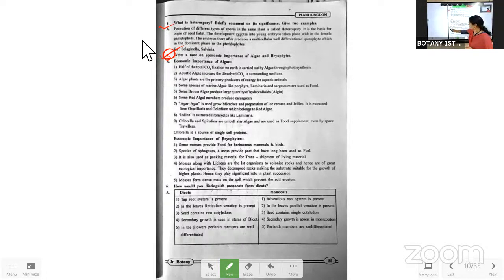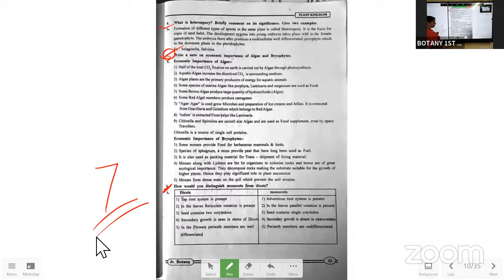Now we have to start with this question: what are the differences between the monocots and dicots? How would you distinguish between the dicots and the monocots? So here we have to write nearly 7 relevant differences. We cannot wind up with 5. Okay, so in this, what was the first point that we have to write over here in the dicot plants?